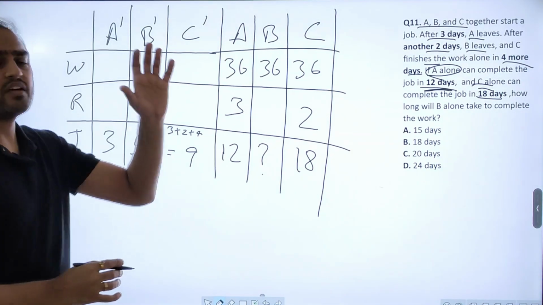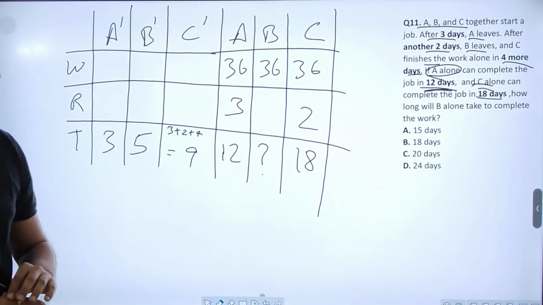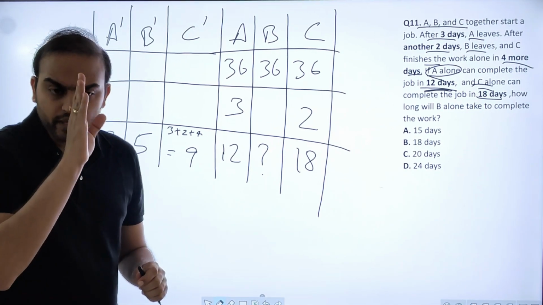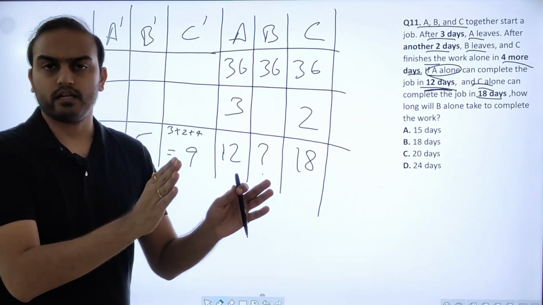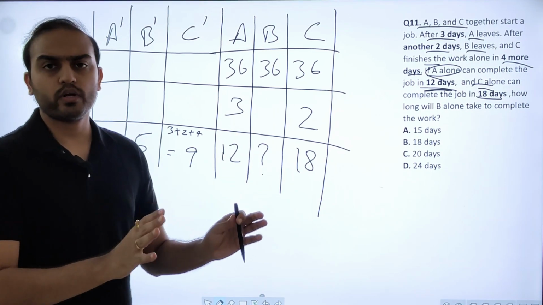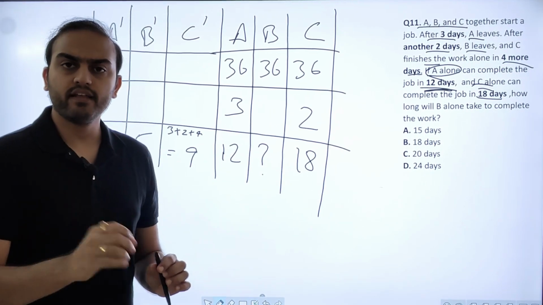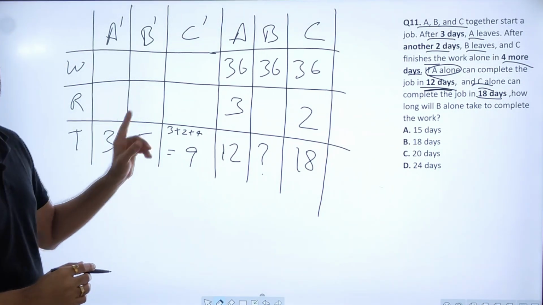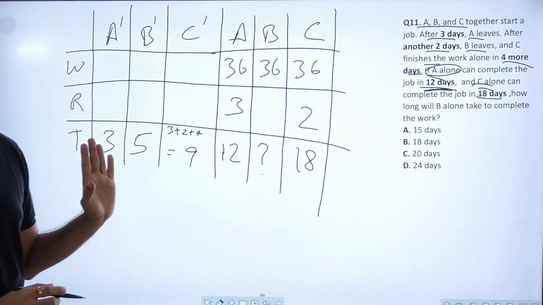So this is a different way of thinking about it. Instead of clubbing A, B, C, what are we doing? We are saying, let me think separately. A worked in total for 3 days, so I will think of A only for 3 days. B 5 days. C 9 days.